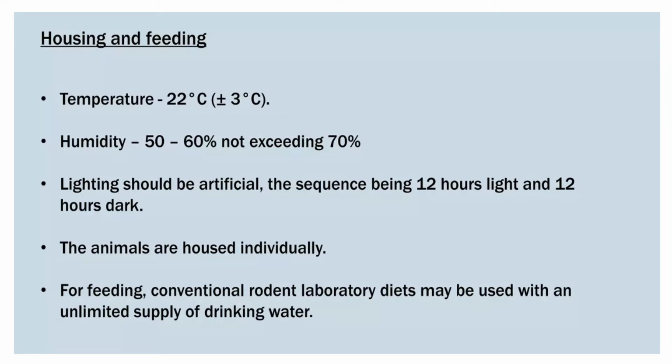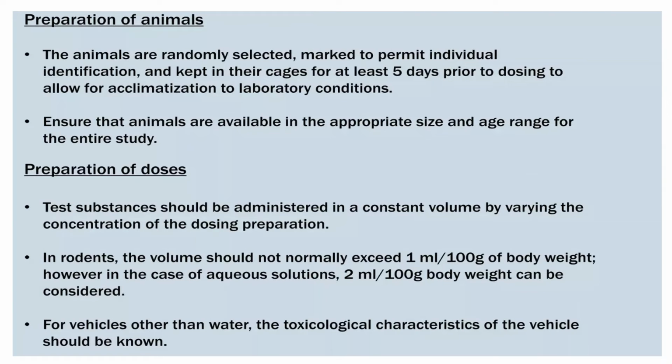The housing and feeding conditions: 22 degrees Celsius plus or minus 3, humidity 50 to 60%, not exceeding 70%. Light should be artificial, the sequence being 12 hours light and 12 hours dark. The animals are housed individually. For feeding, conventional rodent laboratory diet may be used with an unlimited supply of drinking water. This is the normal general criteria.